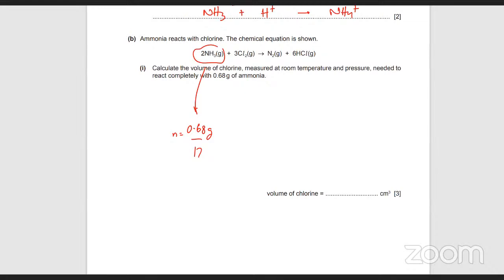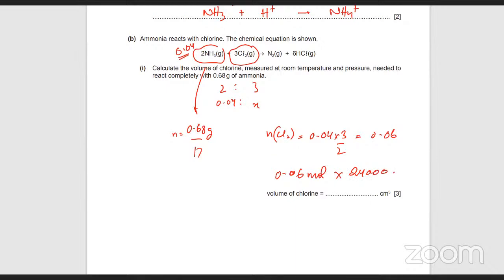तो कह रहे कैलकुलेट द वॉल्यूम ऑफ Cl2 मेजर्ड एट 0.04 मोल्स, राइट? तो Cl2 के कितना होगा? रेशियो लगा लो, दैट्स 2:3, राइट? 2 जो है वो 3 के साथ रिएक्ट करता है, तो 0.04 विल रिएक्ट विद हाउ मच x? तो आपके मोल्स आएंगे, इट्स गोइंग टू बी 0.04 मल्टीप्लाइड बाय 3 डिवाइड बाय 2, राइट? तो Cl2 कितने मोल्स है? 0.06 moles. वॉल्यूम कैसे निकालते हैं? मल्टीप्लाइड बाय 24,000 cm3. तो कितना है 24,000 से? 1440 cm3. 1440 कितना? 40.